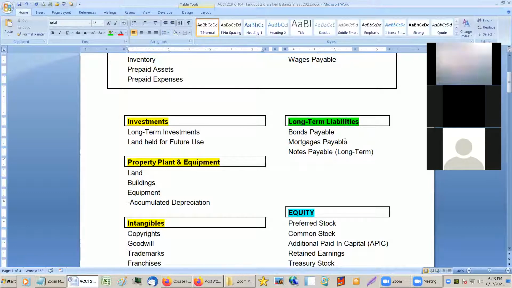All right. So here's kind of what they're talking about for some investments things. Ooh, that's not okay. Let's do this.